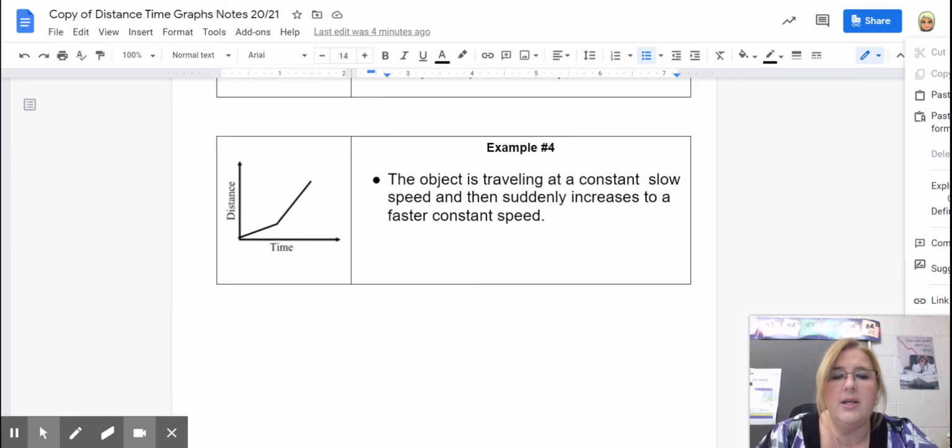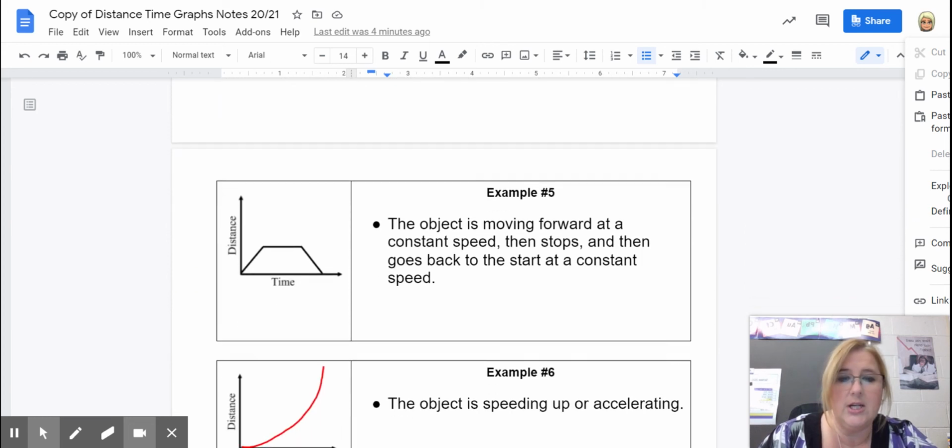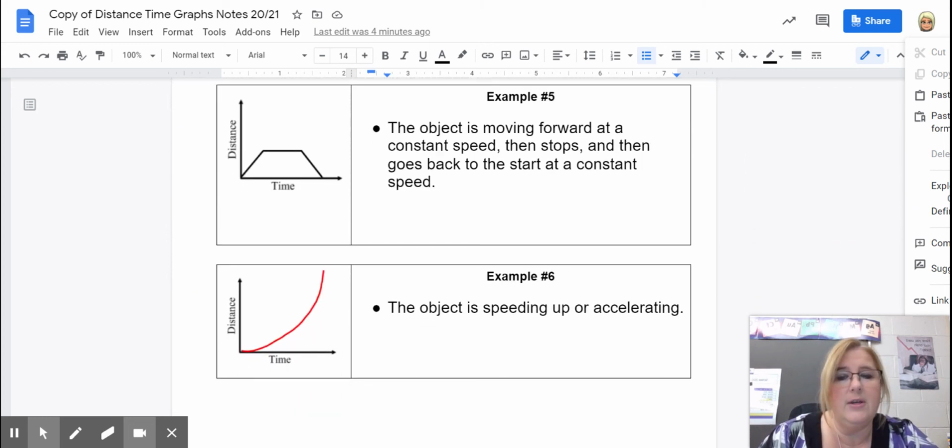Object 4 is traveling at a constant slow speed here at the beginning because my slope is not as steep, and then it changes here to a much faster constant speed. I can tell that because my slope gets steeper, which means it's going to have a bigger value, which means that my speed has a bigger value. I'm going faster.